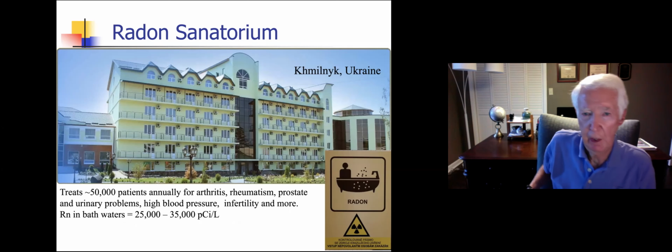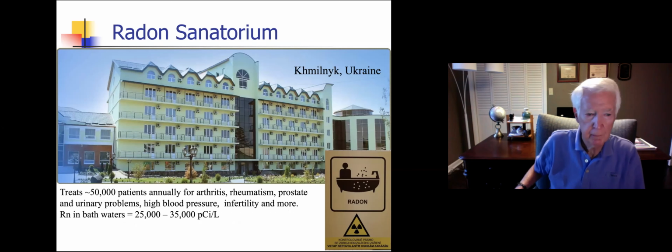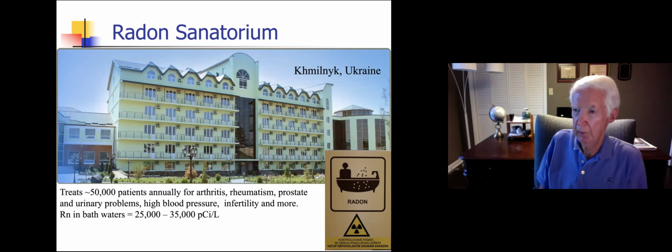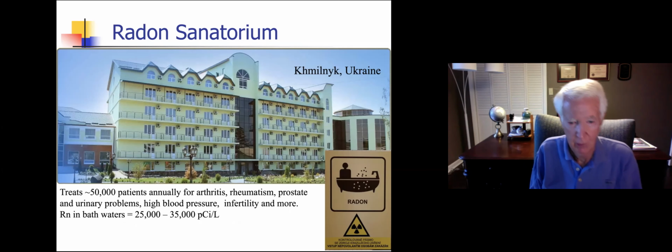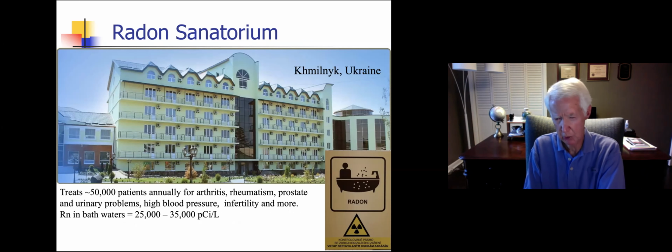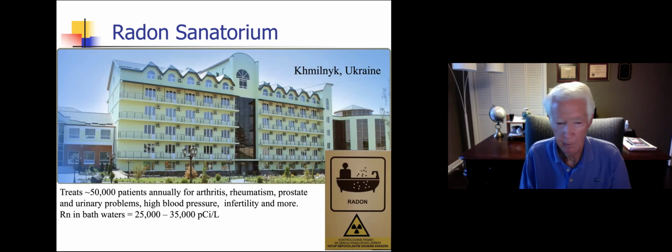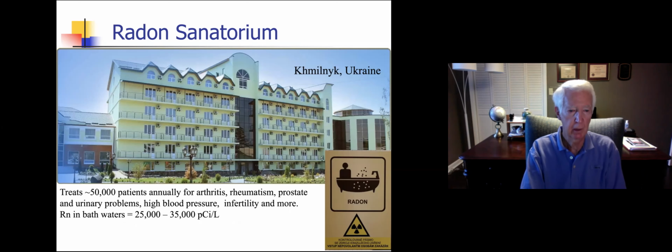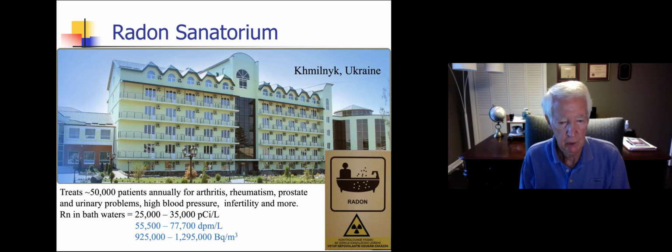This is a Radon Sanatorium in the Ukraine. It treats something like 50,000 patients a year for arthritis, rheumatism, prostate and urinary problems, high blood pressure, infertility, and more. The radon in the bathwater is 25,000 to 35,000 picocuries per liter, which is on the order of 1 million becquerels per cubic meter. Extraordinary.